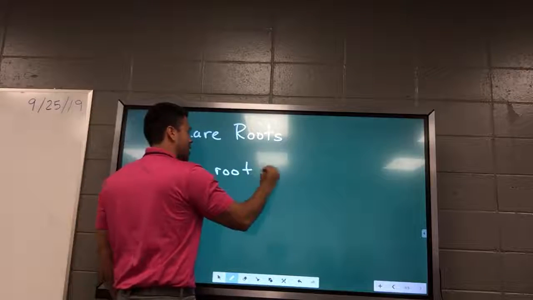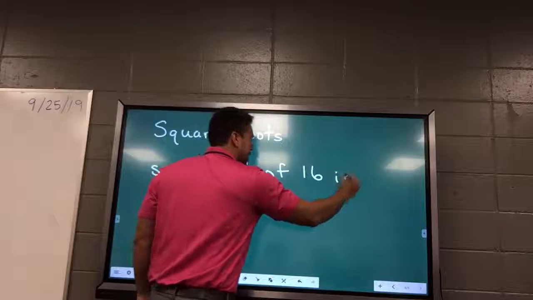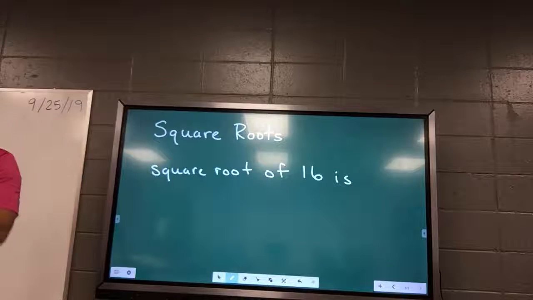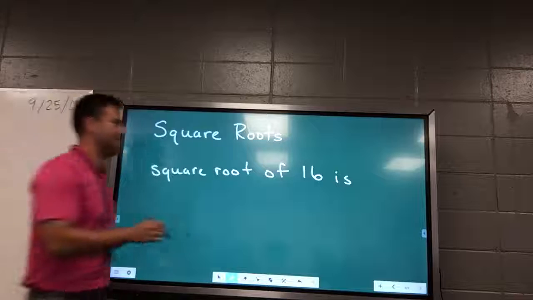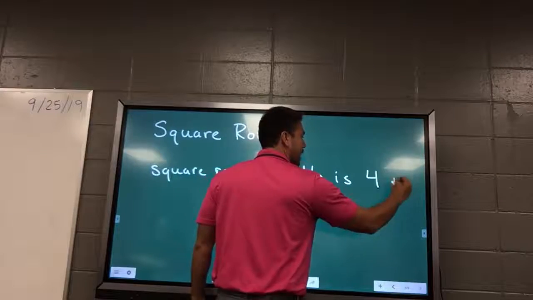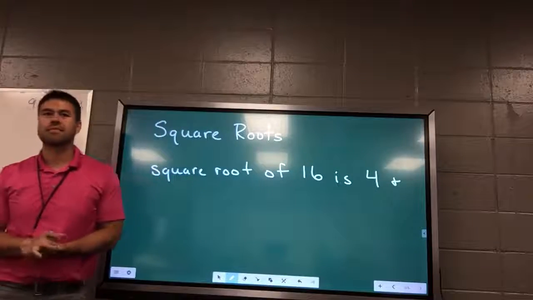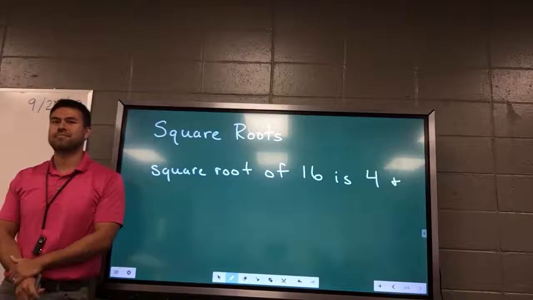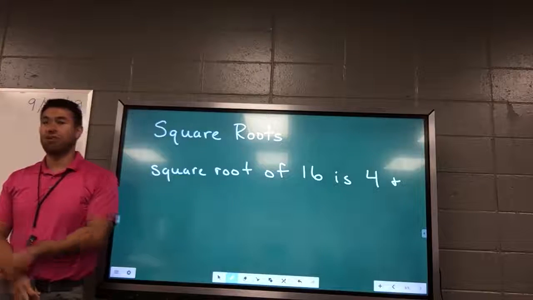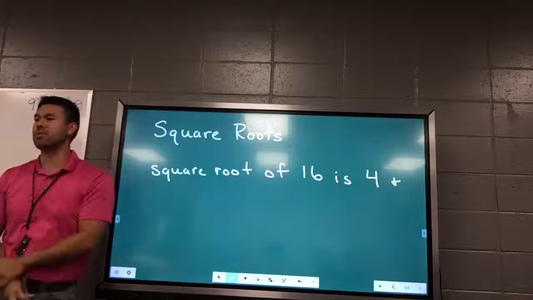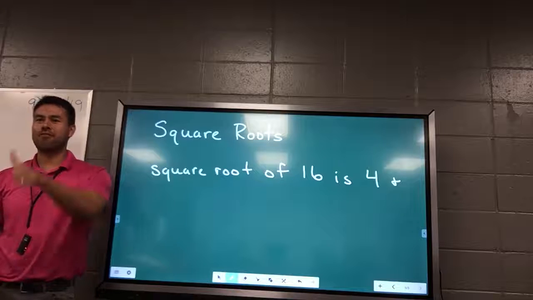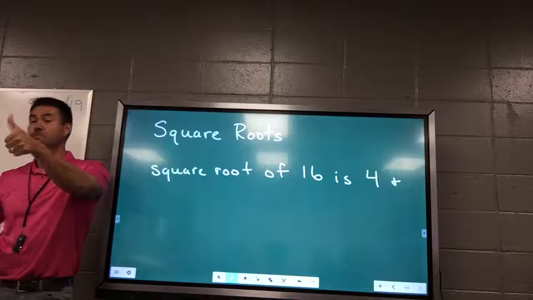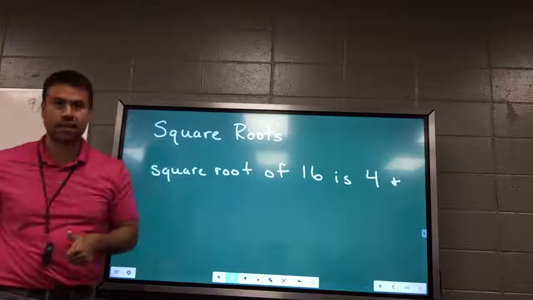What's the square root of 16? 8. No. What number times itself? Oh, 4. 4 is a square root, but there's another number. Okay, how many of you agree that 4 times 4 is 16? So that's one of them. 4 is a square root of 16. There's another one.